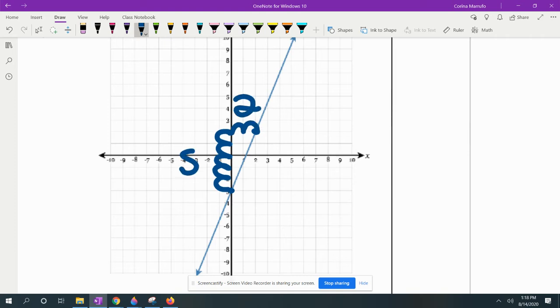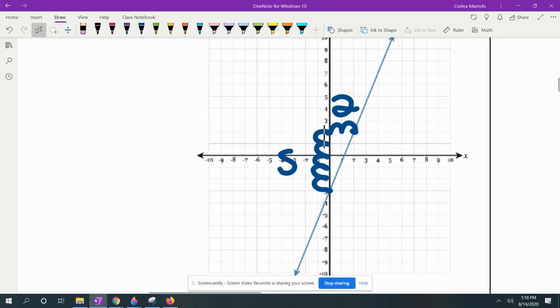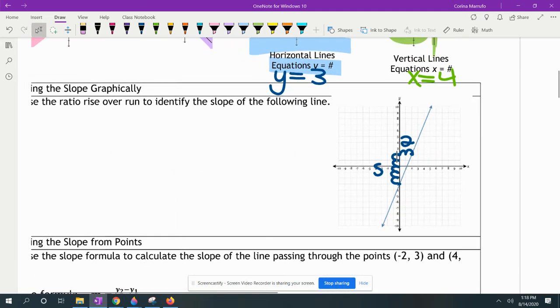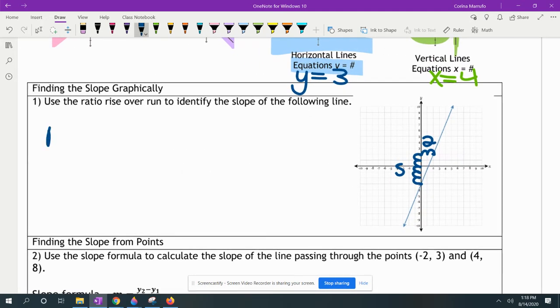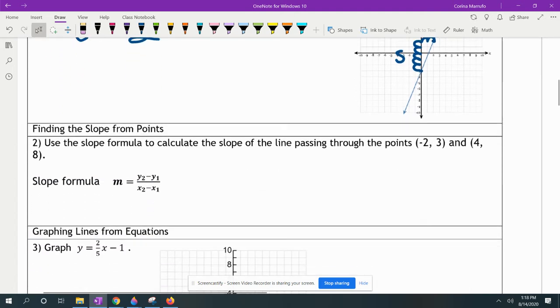This is a positive line because it's going up. So our slope, and remember for slope, we usually identify it by the letter m, equals 5 over 2. Okay, we cannot simplify 5 over 2, so it stays like that.